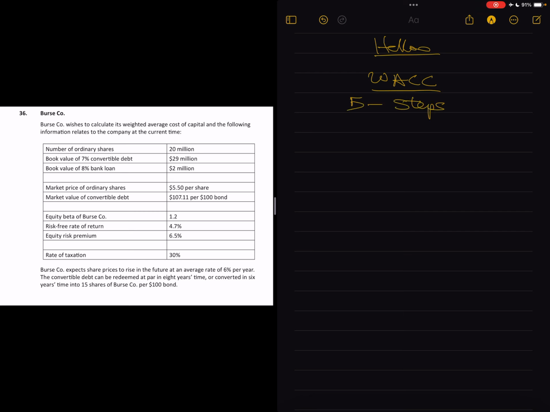Just to simplify it and make it so easy for you. I need you to be confident. Some students, when they see WACC, they are scared, they are worried. I don't want you to get rattled. When you see WACC, I want you to be confident. So think about it this way.